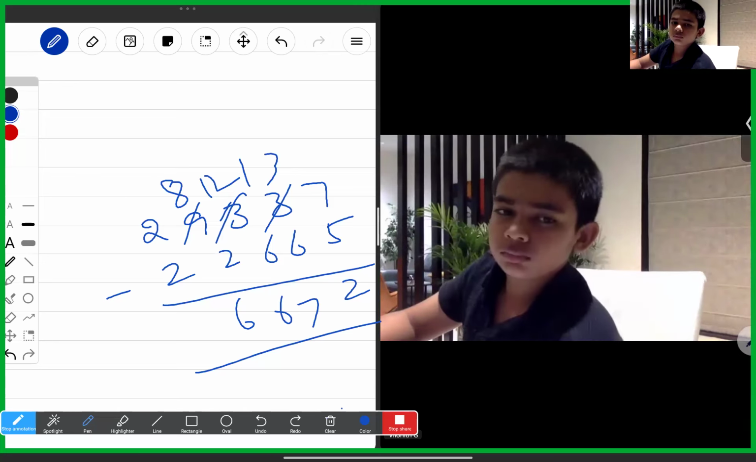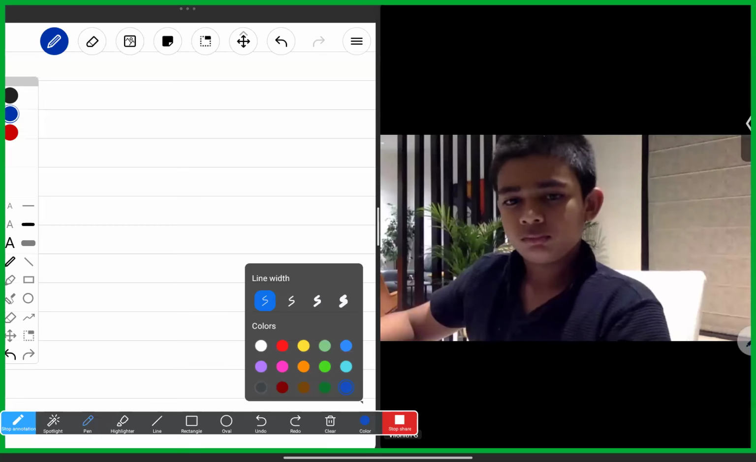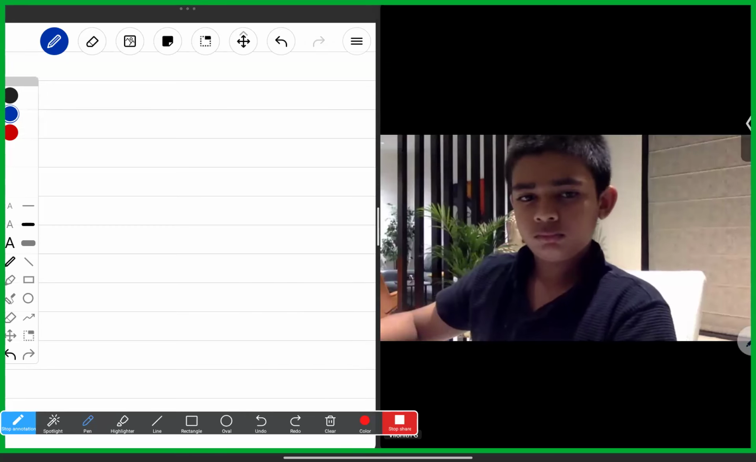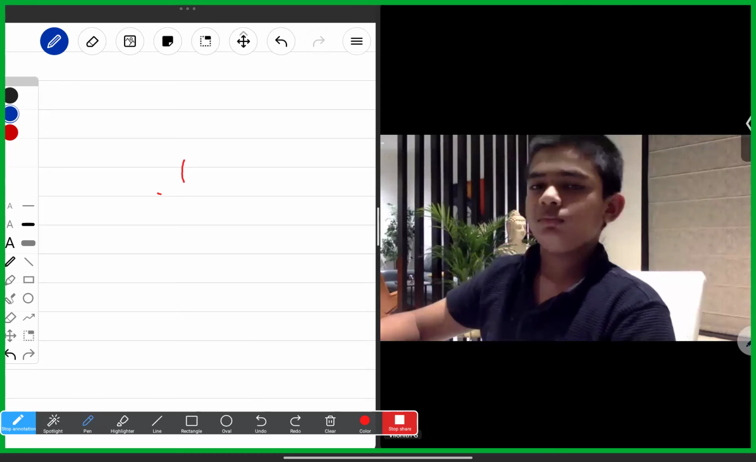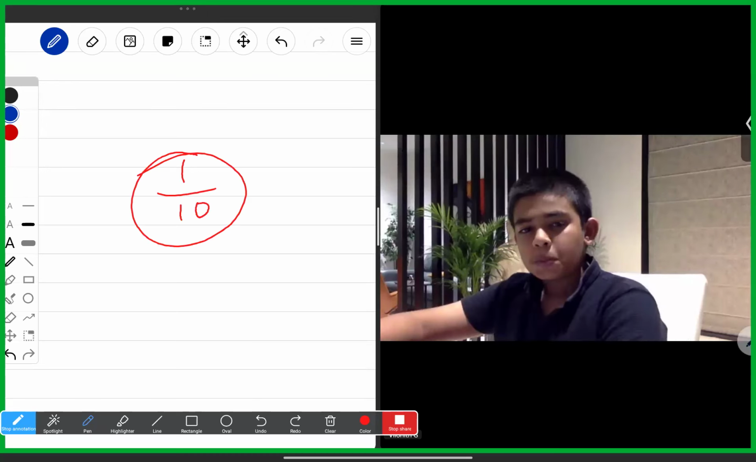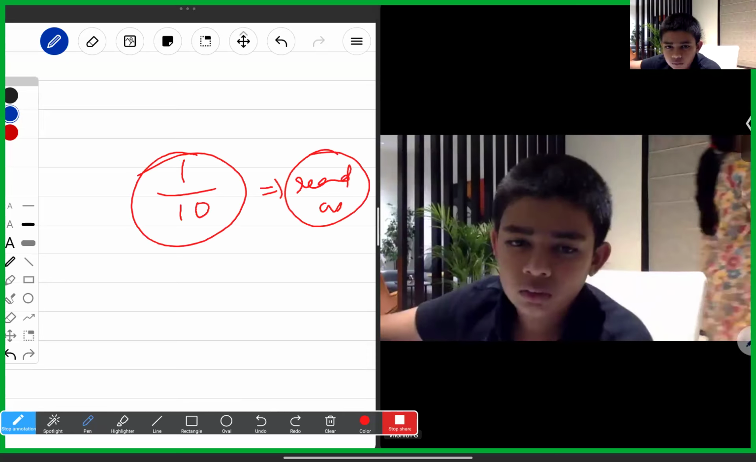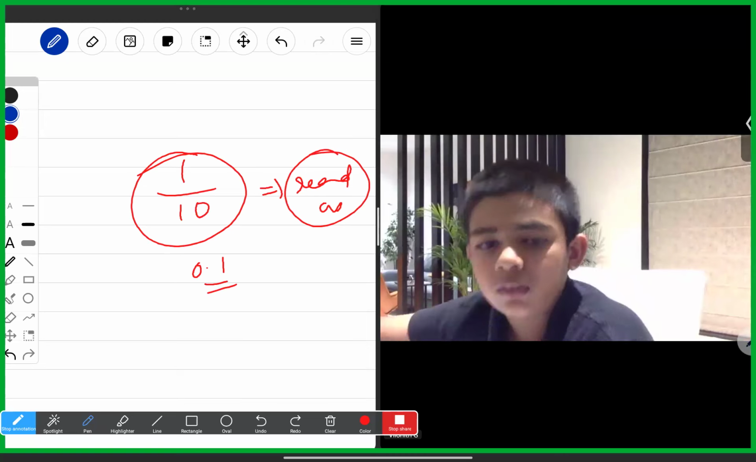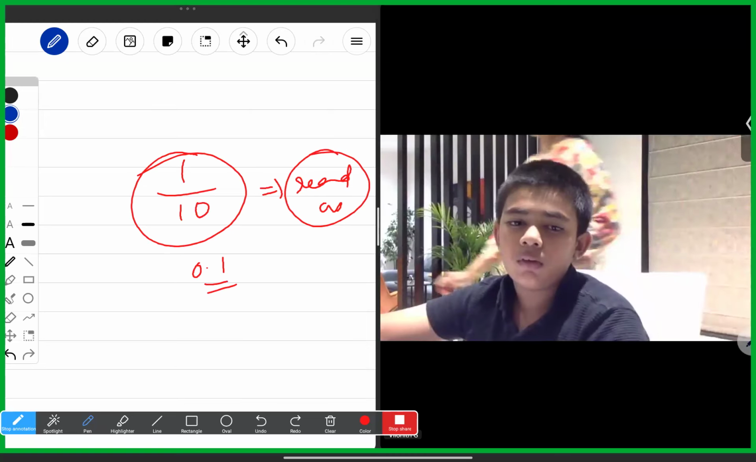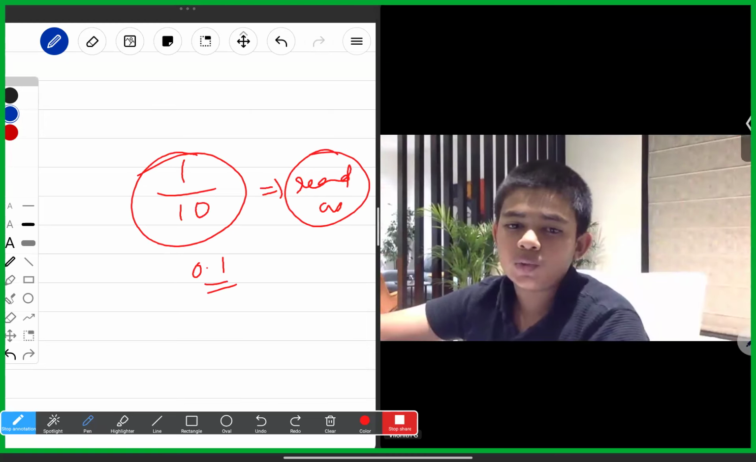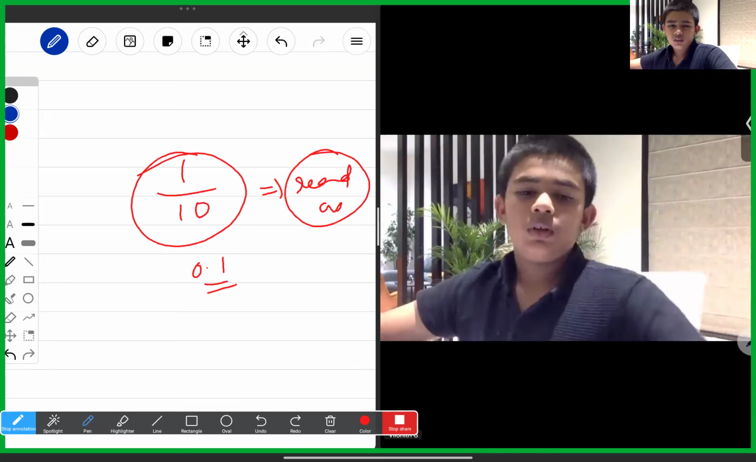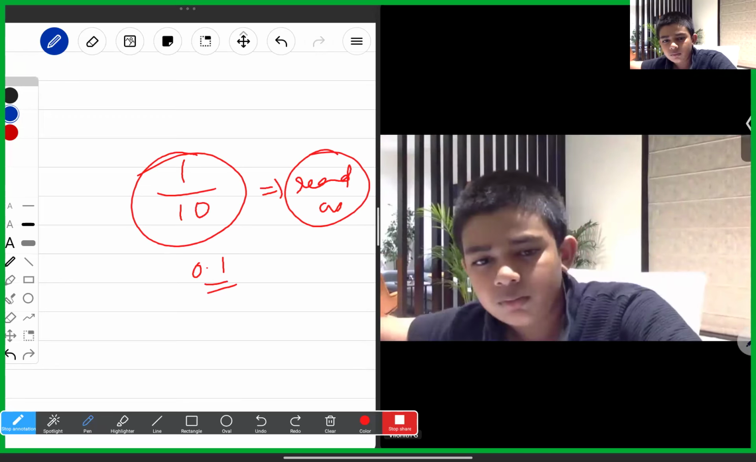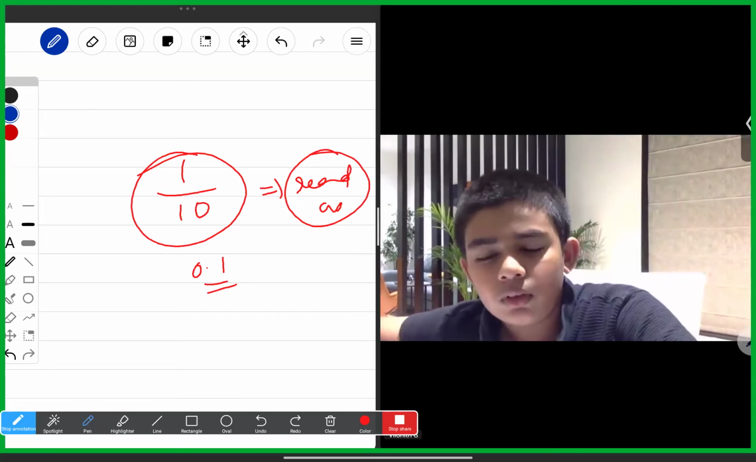Okay, Vilohit. Now I will go to the fractions part. If you remember, Vilohit, the decimal 1 by 10 is read as 0.1. So 0.1 means 1 by 10. How do we read 1 by 10? 1/10, like that, we will read it.